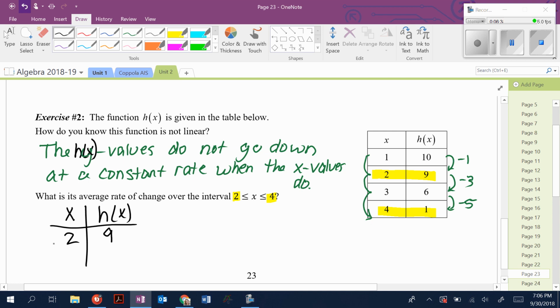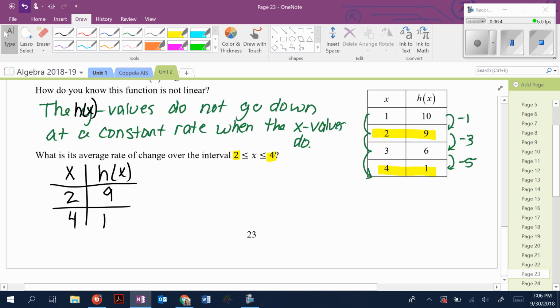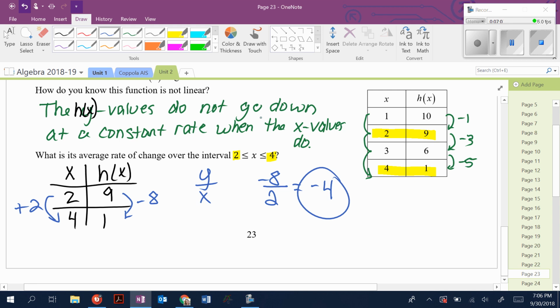I'm copying and pasting the 0.29 and 41 to give me a better idea of what we're looking at. And then I'm just going to figure out how those points changed. How did I get from 2 to 4? How did I get from 9 to 1? Well, -8 going up 2. Remember, slope is y over x, right? Rise over run. So -8 divided by 2, my average rate of change is 4.